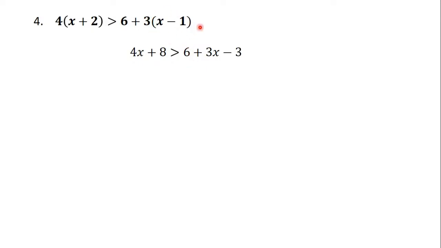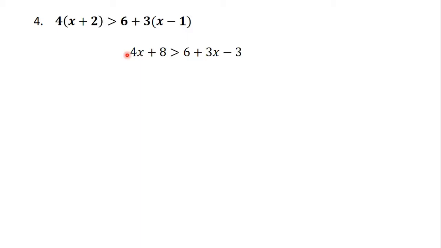Then we come to this side. The number in front will multiply through. So 3 times x will give us 3x. 3 times minus 1 will give us minus 3. Now remember, the term in front of the bracket is 3, so that is what you are going to use to open the brackets. From here, it becomes type 2 of linear inequality.